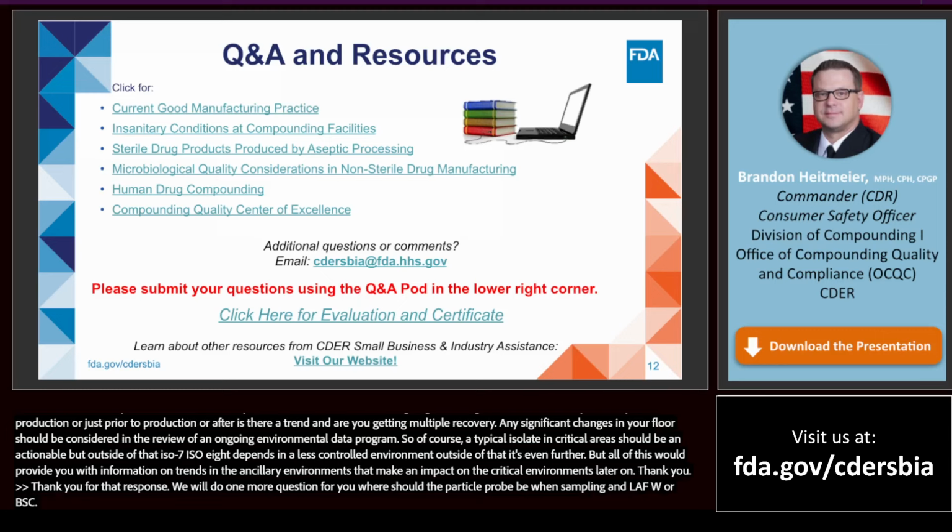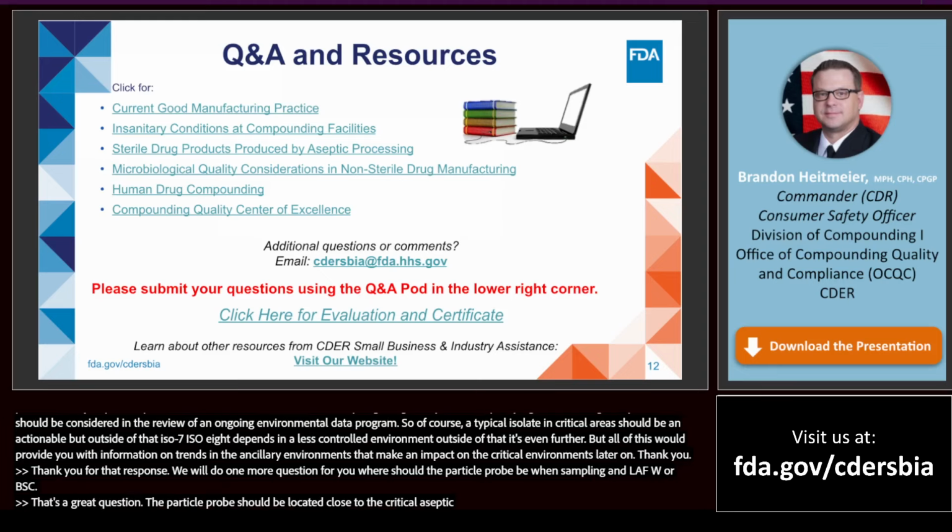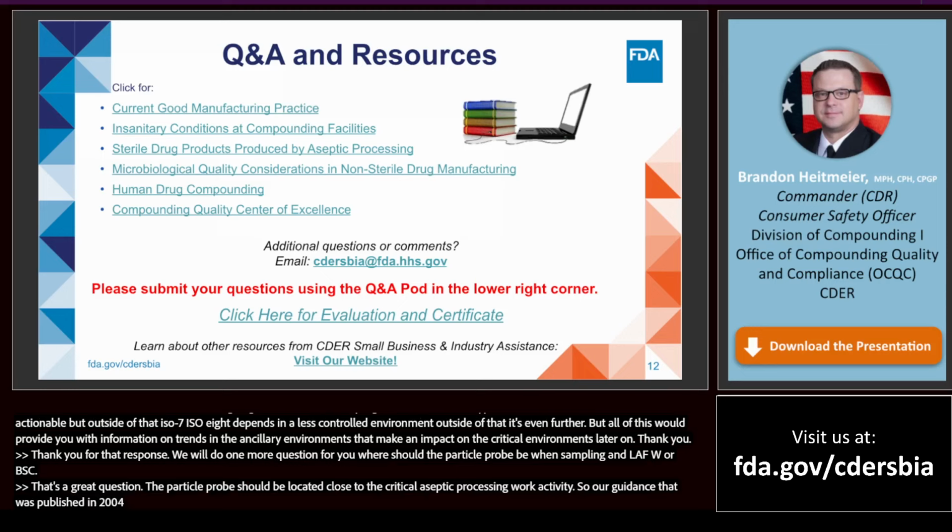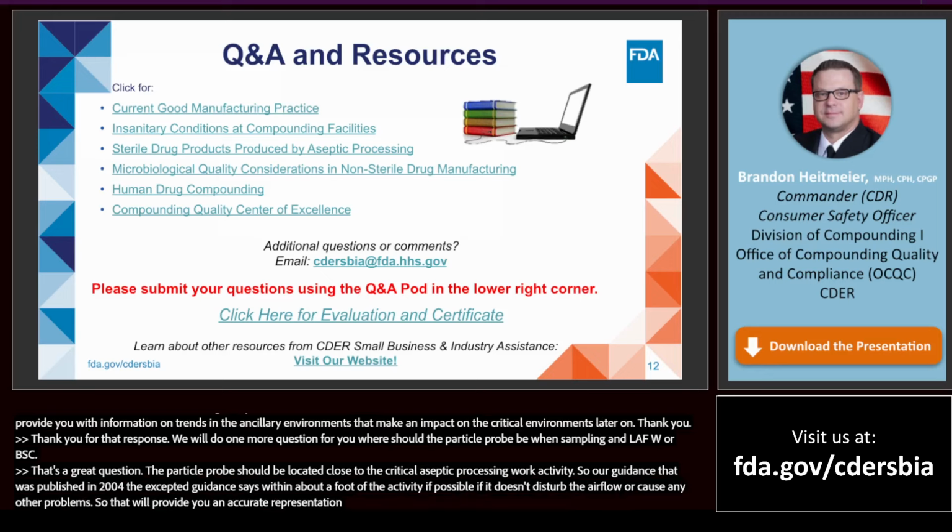Thank you. That's a great question. So the particle probe should be located close to the critical aseptic processing work activity. Our guidance that was published in 2004, the aseptic guidance, says about a foot. So within about a foot of that activity, if possible, if it doesn't disturb the airflow or cause any other problems. That would provide you an accurate representation of the production environment without interfering with critical production processes.